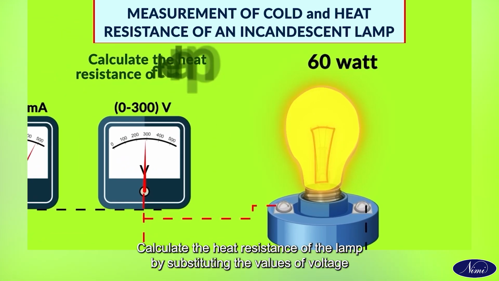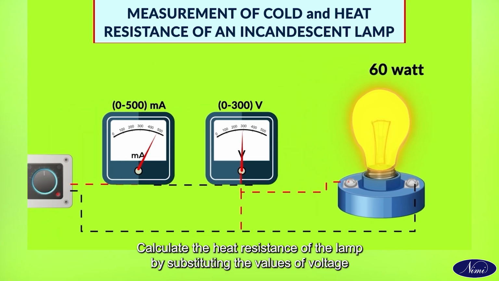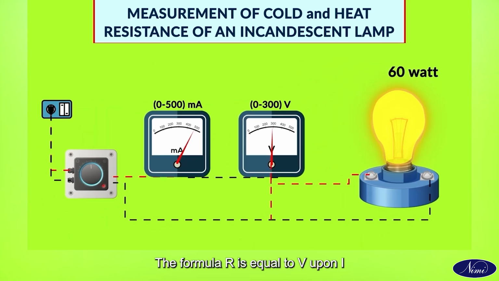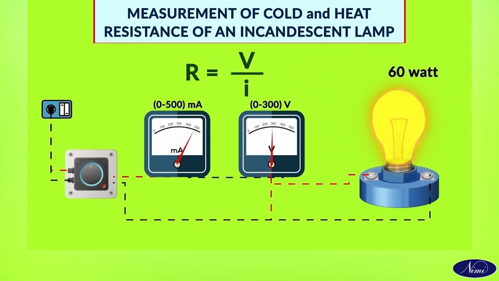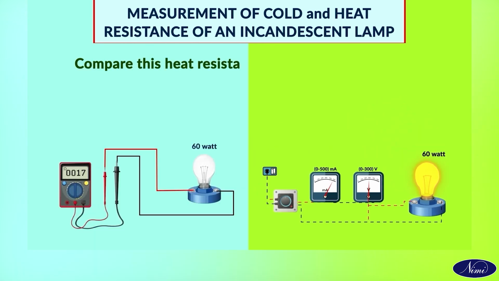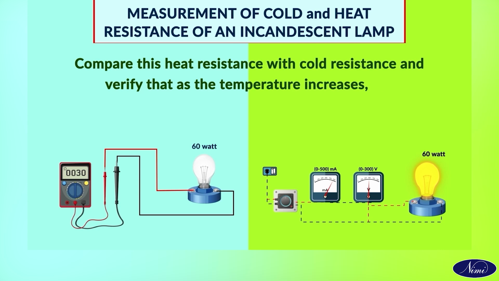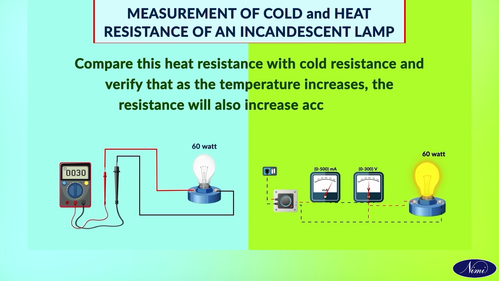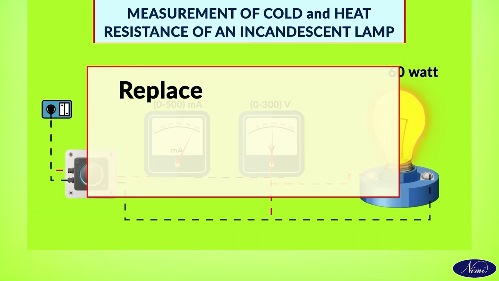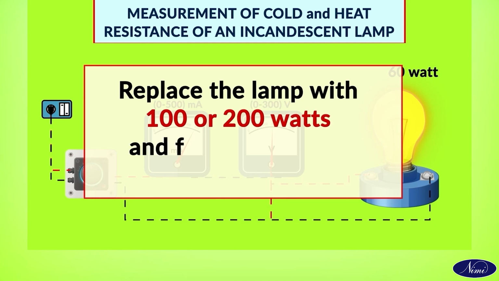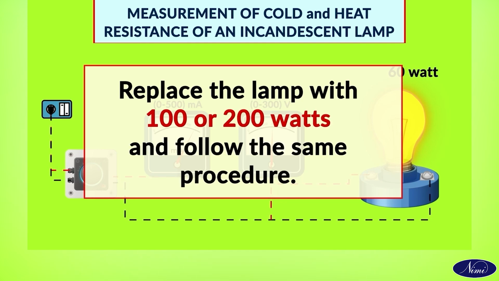Note the current and voltage from the ammeter and voltmeter respectively. Calculate the hot resistance of the lamp by substituting the values of voltage and current in the formula R = V/I. Compare this hot resistance with cold resistance and verify that as the temperature increases, the resistance also increases accordingly. Replace the lamp with 100 or 200 watts and follow the same procedure.